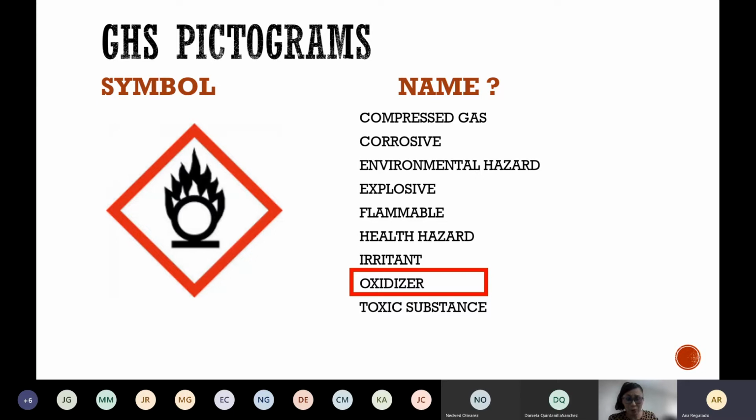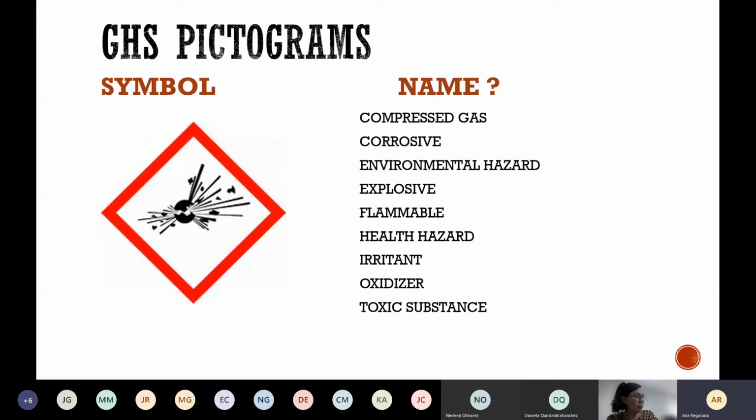An example would be chlorine, like the chlorine that we use for pools. If let's say you have a pool in your house and you use chlorine to keep it clean, if God forbid there was a fire in your house and it reached that chlorine, it would actually make the fire worse because it would make the reaction happen faster. So that's an oxidizer. Let's go ahead and move on to the next one.